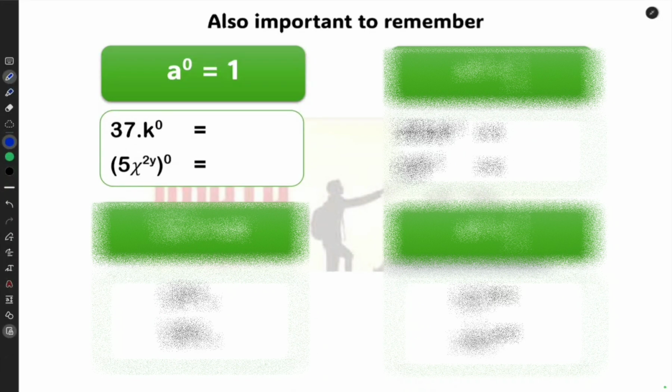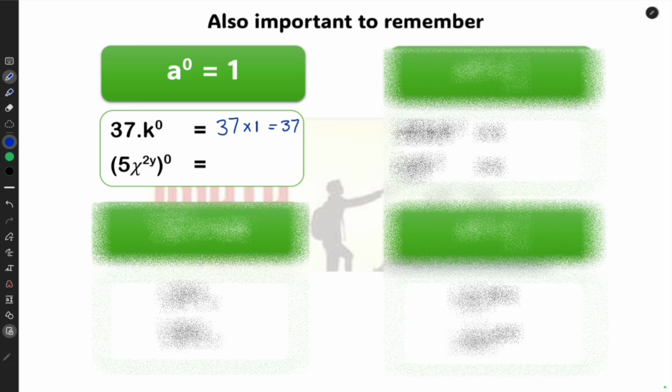So now we're going to look at a few applications or deductions that's also sort of exponent laws, but they don't call it that. So very important. The first one, anything to the power 0 is a 1. Now, if we look at this first sum, the 37 does not have an exponent of 0, so that just stays there, but the k turns into a 1, and the final answer is just 37.